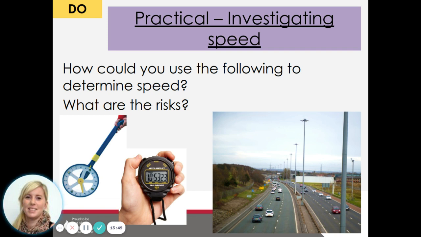So you could measure, you could even just pace it out. It wouldn't be perfect, but you could pace out the distance between 2 lampposts and then use your phone as a timer.